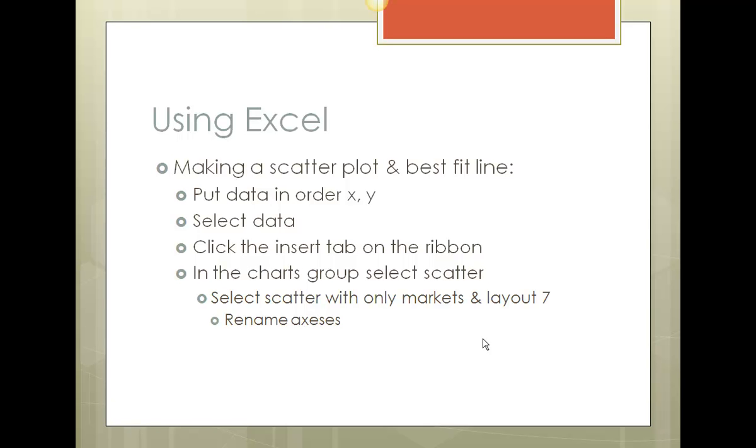Then you will select that data. In other words, just highlight it. Click the Insert tab, and insert a scatter plot, and then all you need to do is rename your axes.